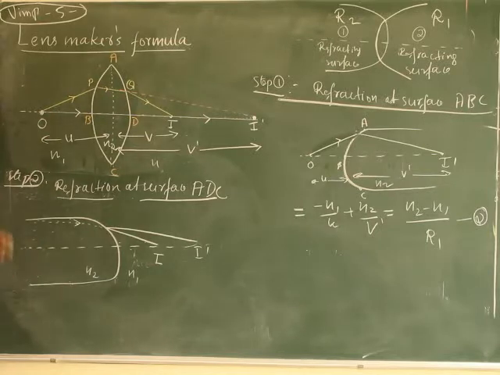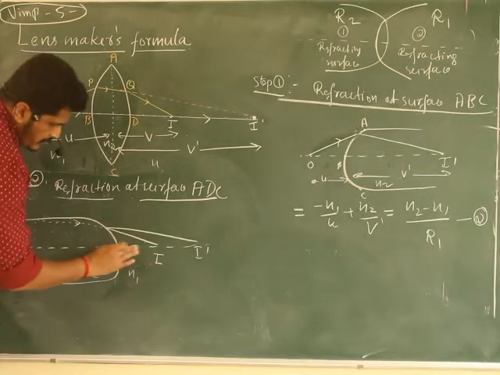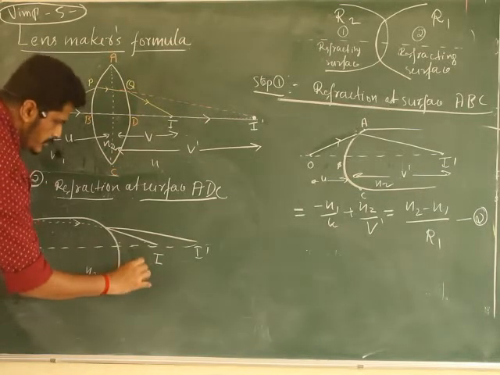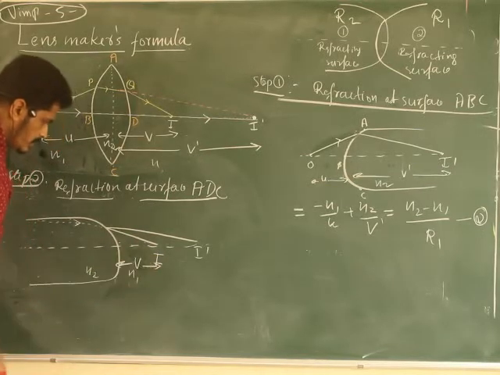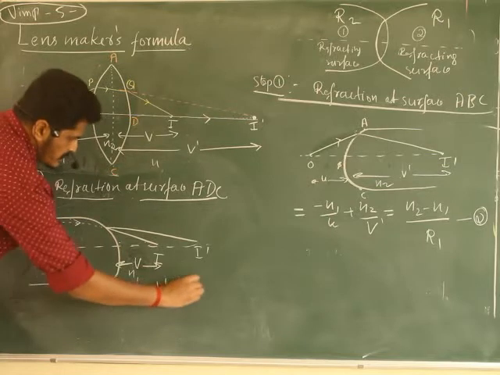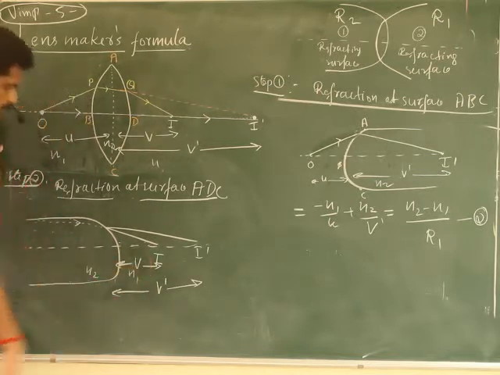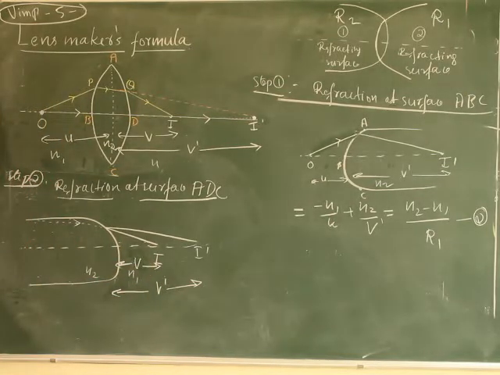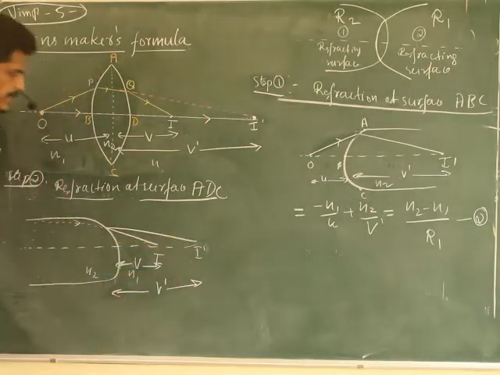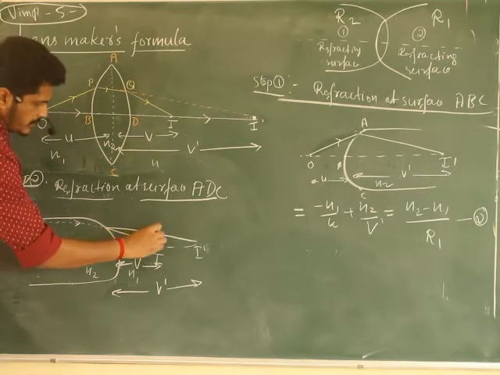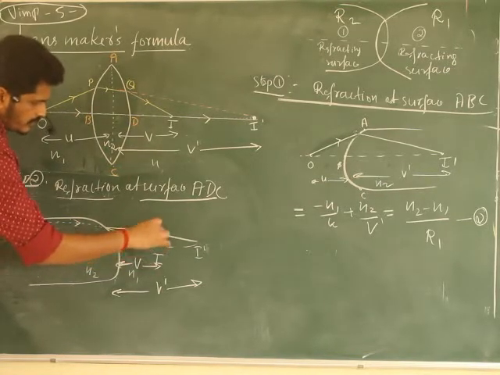So, what do we have to assume? I will take this one as the image distance, correct? Then, this one as the virtual object. Which one is the virtual object? I dash. You can see I dash is the virtual object here. The ray of light looks like this.